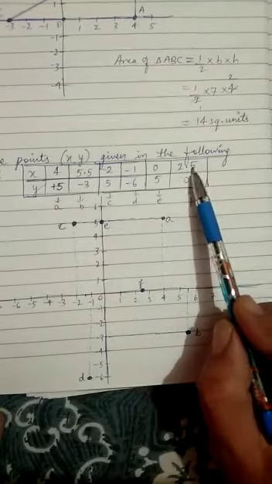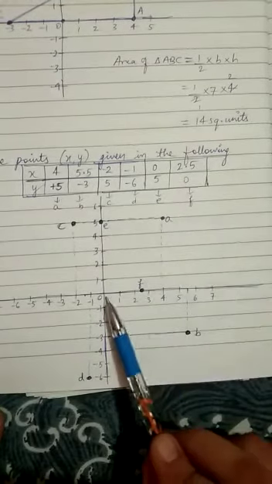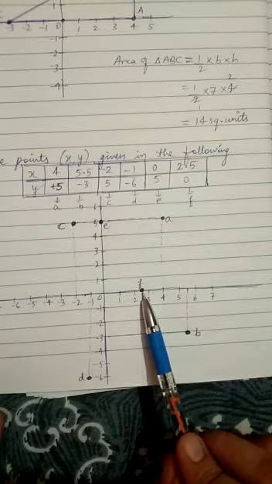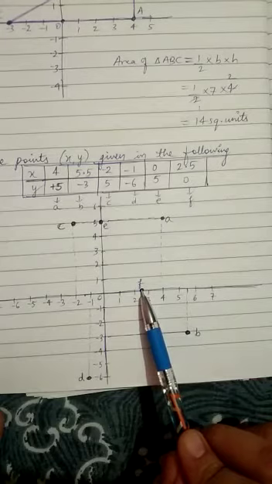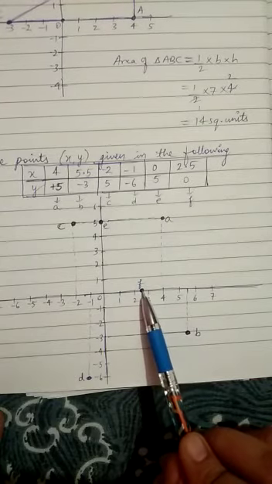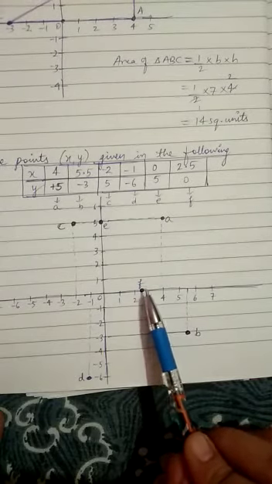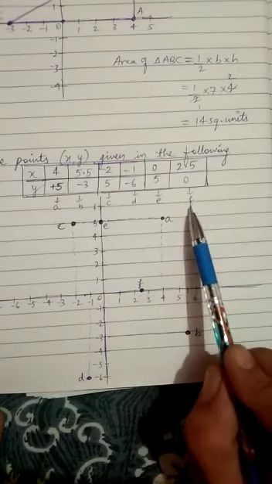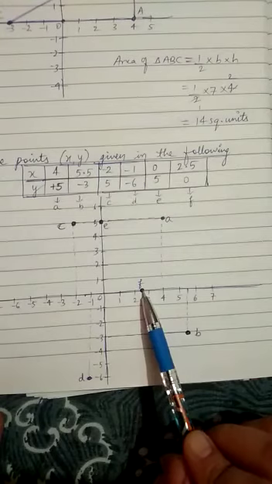Another point (2.5, 0). The x value is 2.5 on the x-axis towards the right of the origin and the y value is 0, at that point only on the x-axis. So this is the marked point whose coordinates are (2.5, 0). So this point is F. We will write F here.